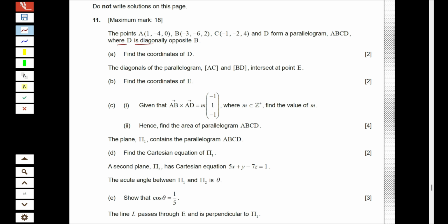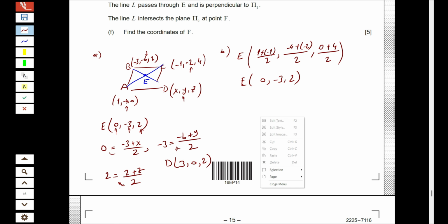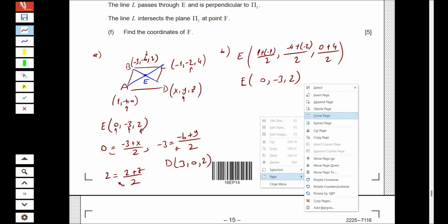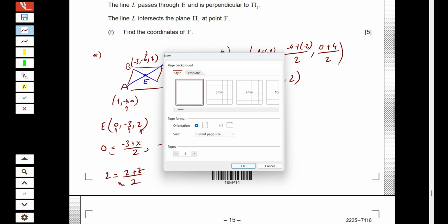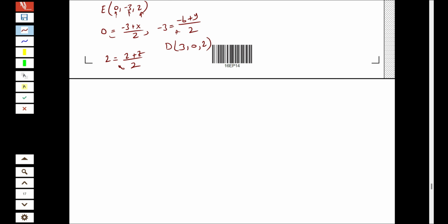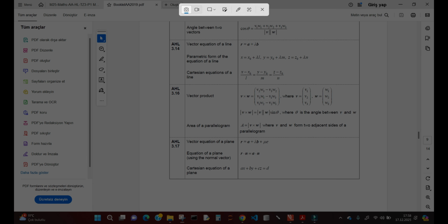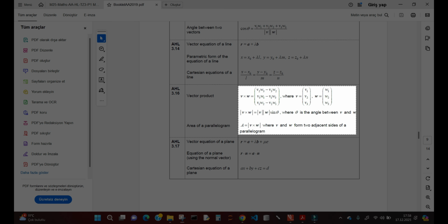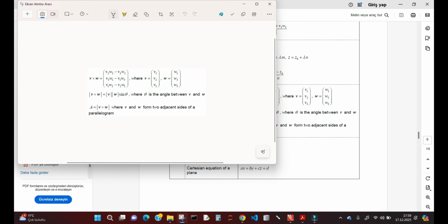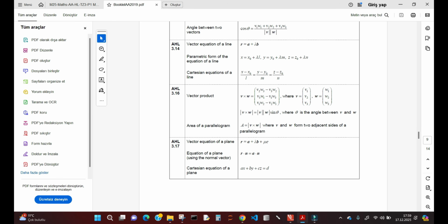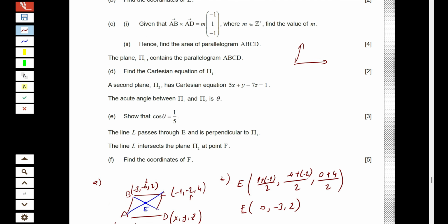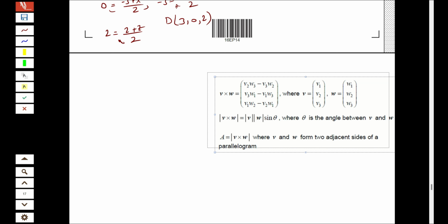At question C, given that AB cross product AD equals m times this vector, where m is a positive integer, find the value of m. So how are we finding the cross product? There is also a formula in the formula booklet. You can check over there, right? I'm going to take the formula from the formula booklet, and we will use the other two formulas to find, for example, the area of the parallelogram. And yeah, just take it from here.